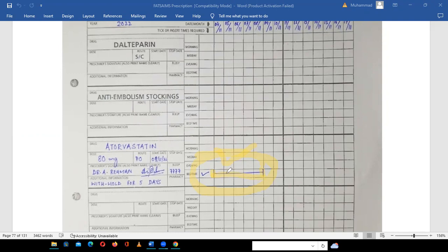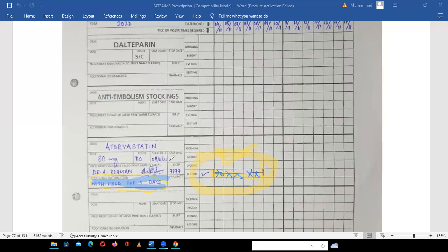You can either cross those boxes, put a cross over here, or you can just put a line. It is more convenient to put a line because when you are going to cross, it will take longer. You are going to cross all the boxes, all 5 days. So you have to put small crosses over there. So you will be withholding, and you have to write this in additional information: withhold atorvastatin for 5 days. You will be stopping it for 5 days. Stop it for 5 days.